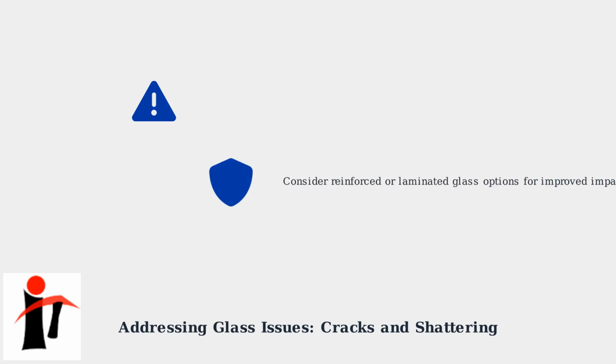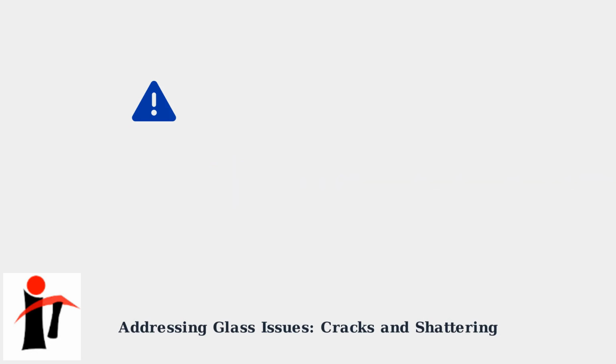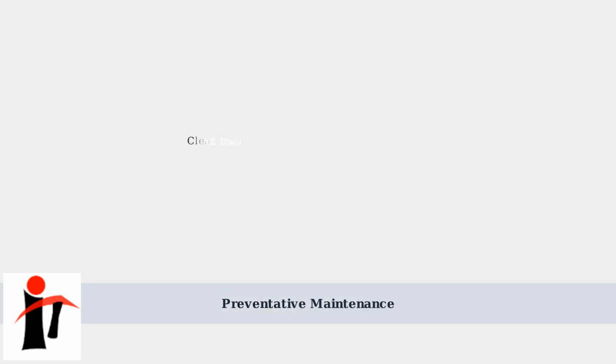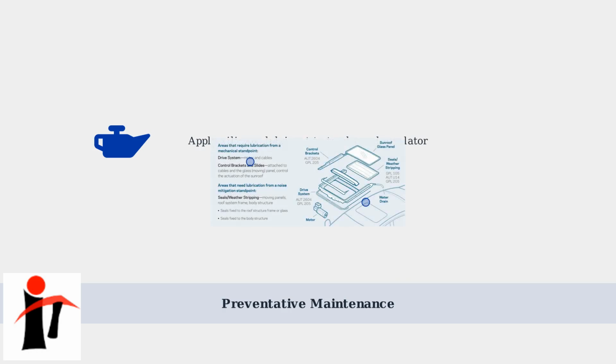When selecting a replacement, consider upgrading to reinforced glass, which provides better resistance to cracks and shattering, potentially extending the lifespan of the rear window. Avoid operating the sunroof with damaged glass, as this can cause the mechanism to malfunction or lead to additional safety hazards. Preventative maintenance begins with keeping the sunroof mechanism clean. Regularly remove dirt and debris from tracks to prevent jamming. Apply silicone-based lubricant to the tracks and regulator components. This reduces friction and prevents wear on moving parts.